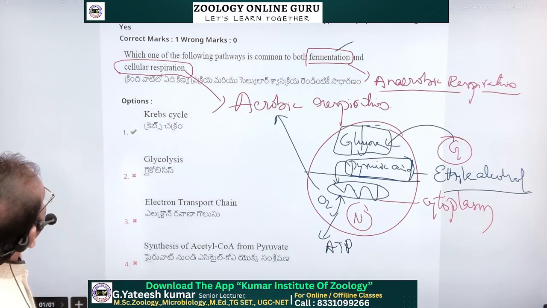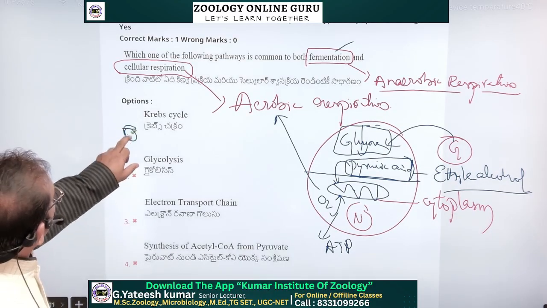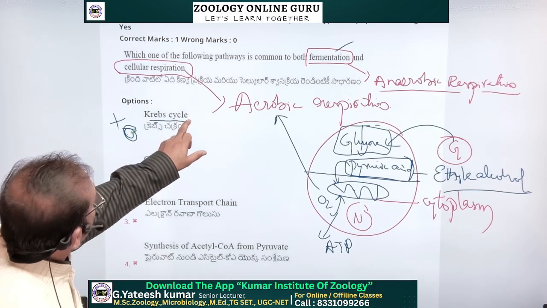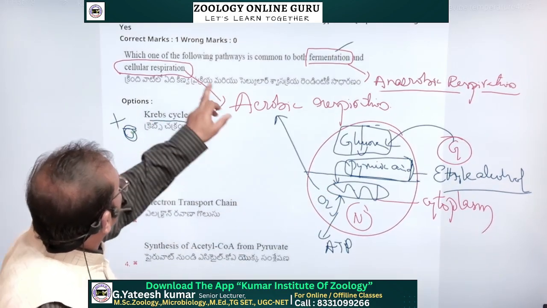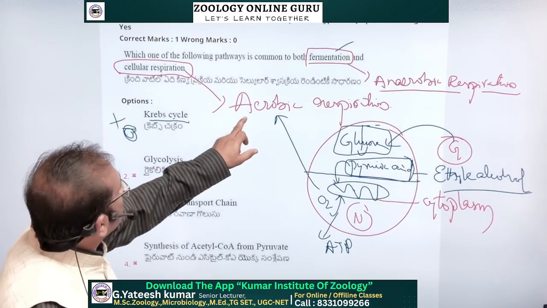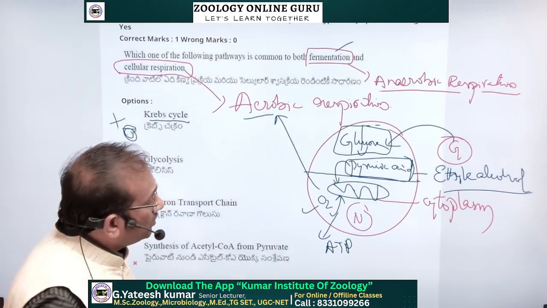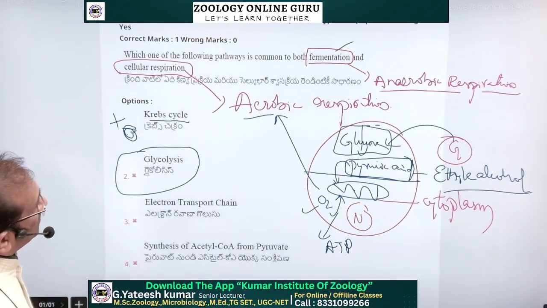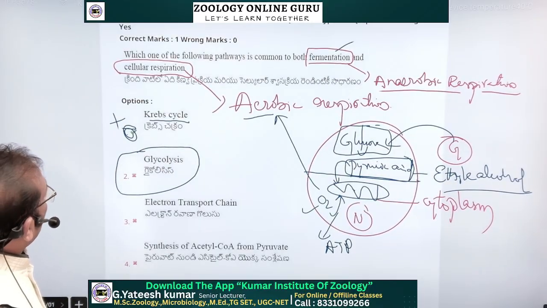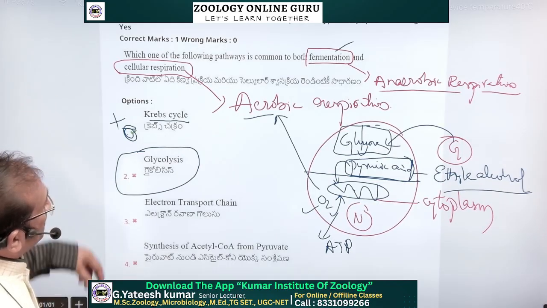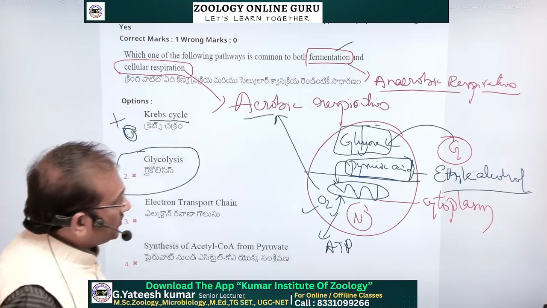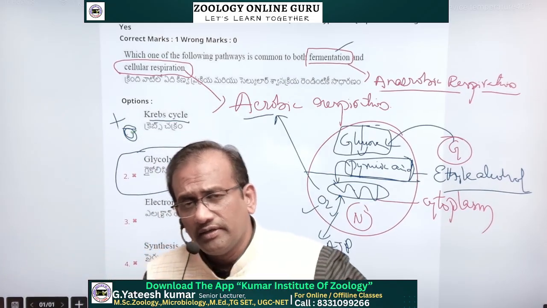Krebs cycle? No, wrong answer here. The Krebs cycle takes place in the mitochondria. Mitochondria means we are using oxygen. So that is glycolysis, and this is a wrong answer. In the master question paper also, they gave two wrong answers. Just now we discussed the first question. So here, glycolysis, if you know the answer, comment.